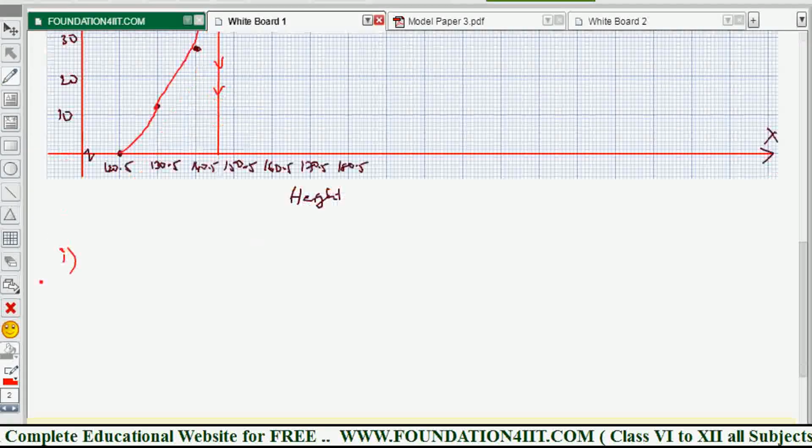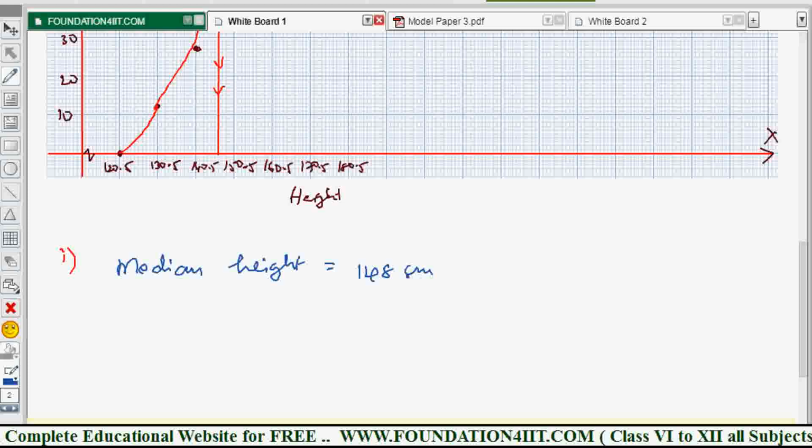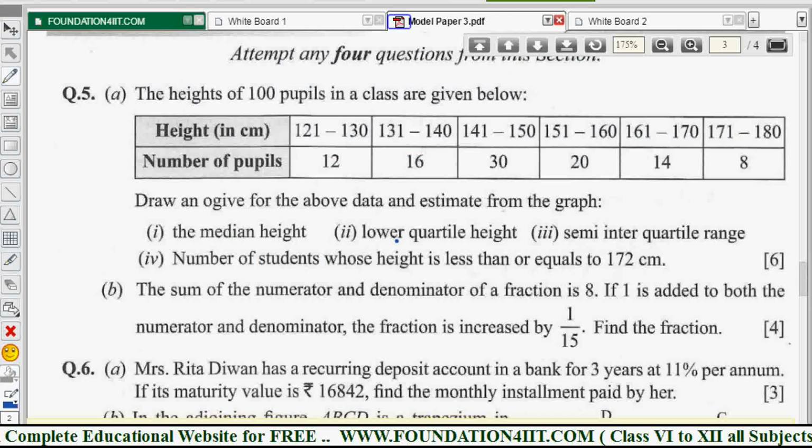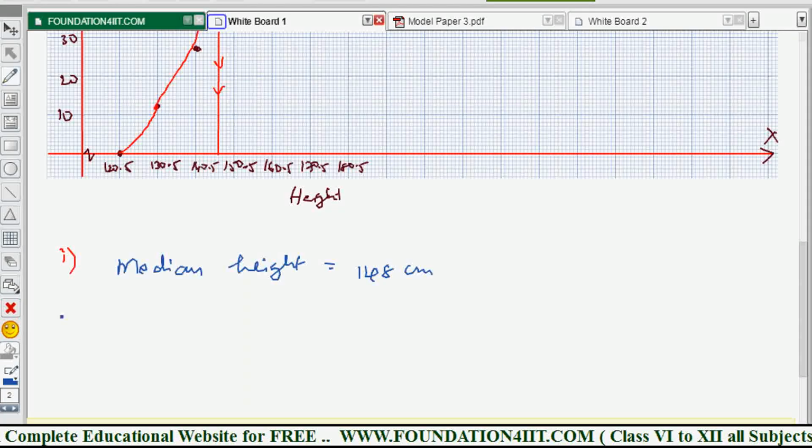Therefore, median is equal to the 50th observation. So the median height, where it touched on the x-axis, is 148 centimeters. And the lower quartile, okay, if you know what you need to find out, lower quartile is second, semi-interquartile range is third. So if you want the lower quartile, that is Q1. Q1 is the n by 4th observation.